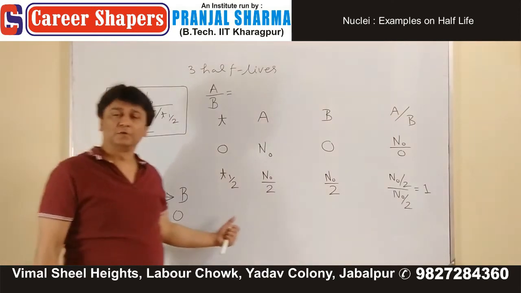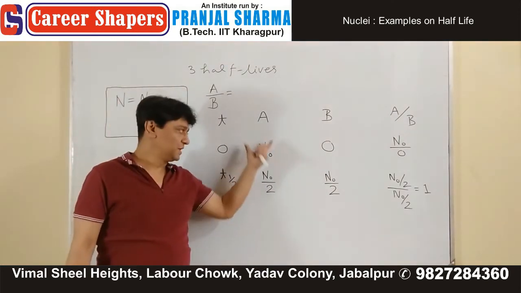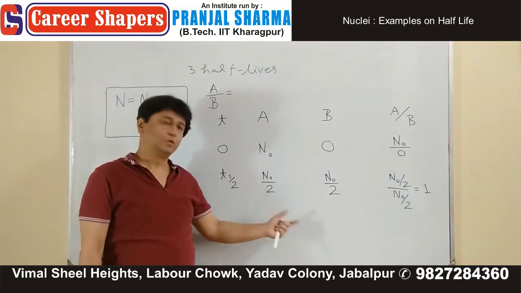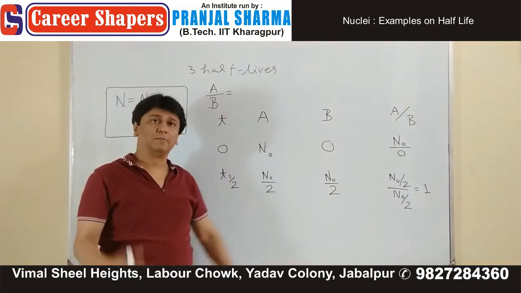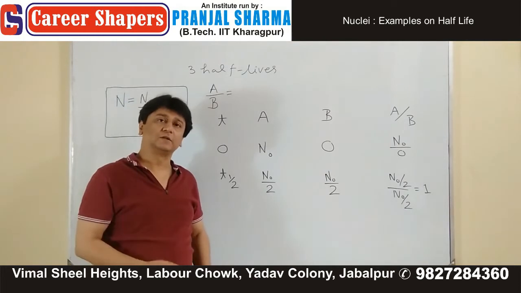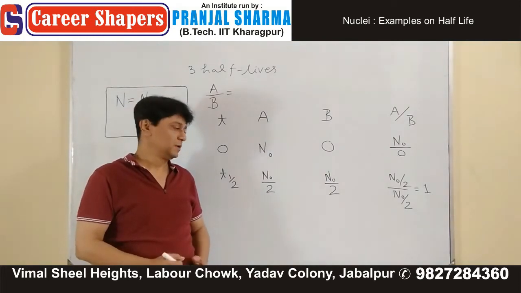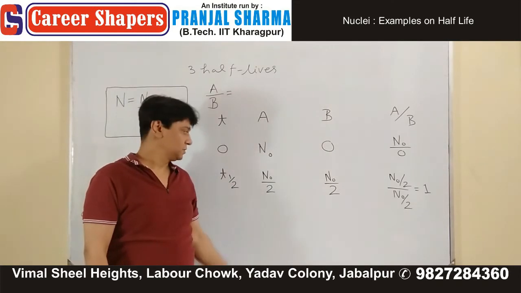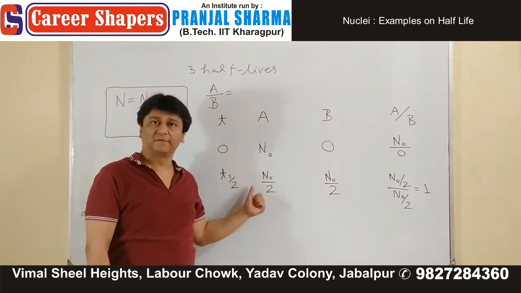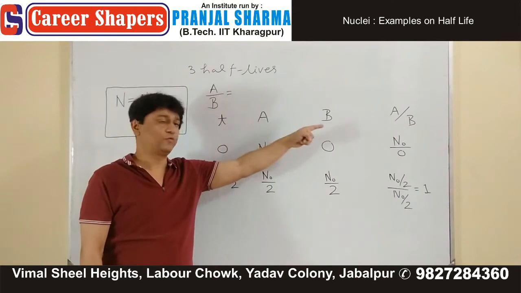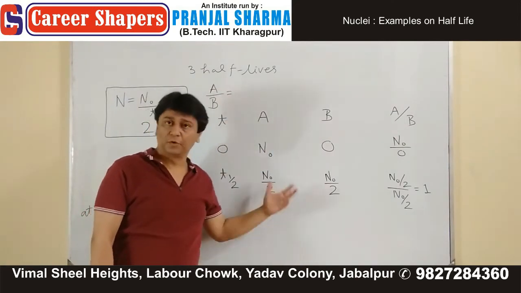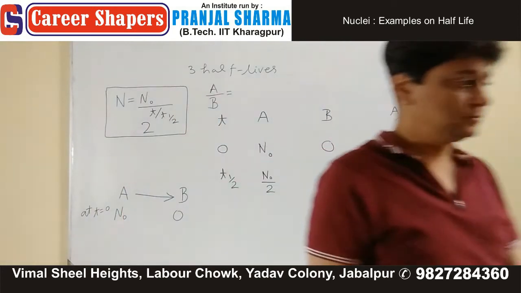Well, I gave you sufficient time to develop a chart like this. Although there is no need for a chart, I am giving you another 30 seconds. Complete the chart and get me the ratio. This is after 1 half-life. I'm asking you what is the ratio of A and B after 3 half-lives. Let's see if you can answer correctly the whole thing.